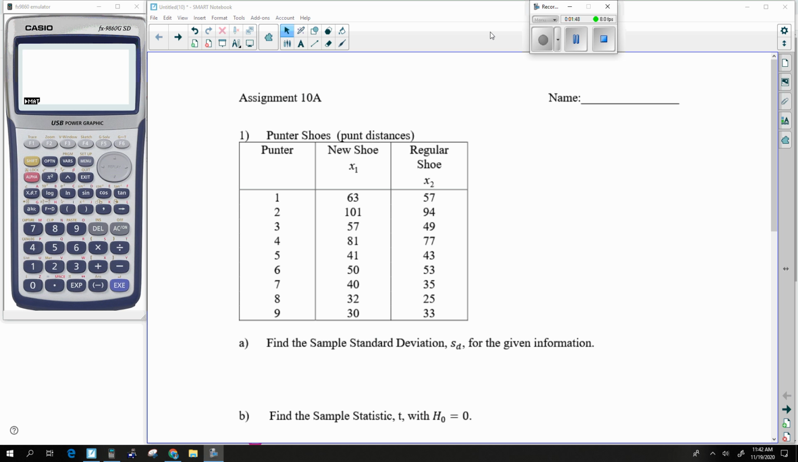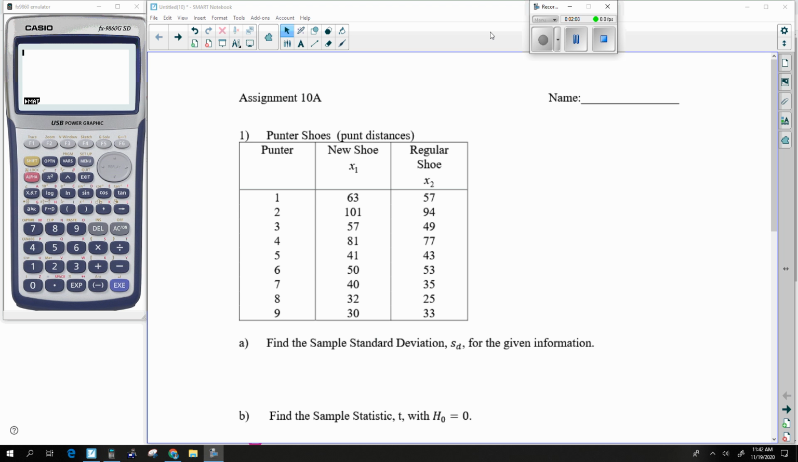Okay. So let's go ahead and take a look at the problem that we have before us here. And here again, we have a claim. We have a punter, like in football, a punting shoe. Okay? So if you buy this new shoe, it'll help you kick the ball further.